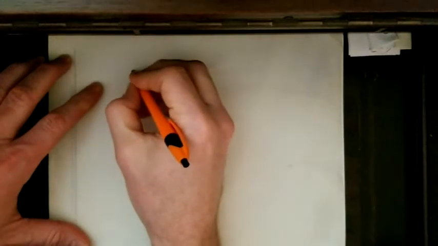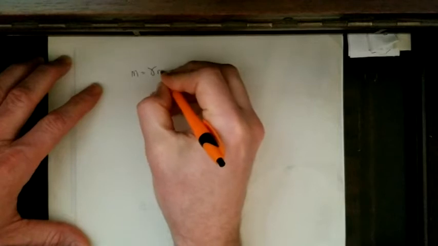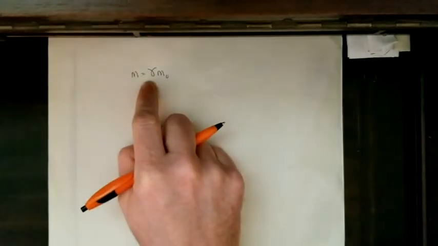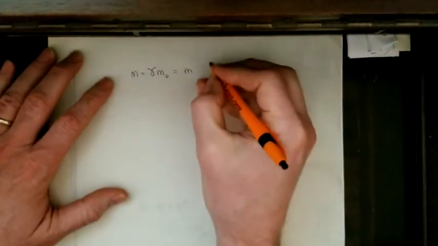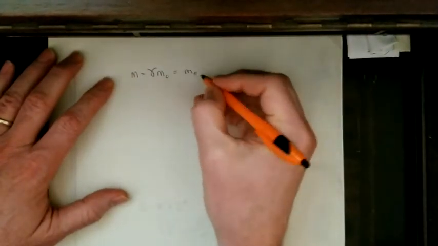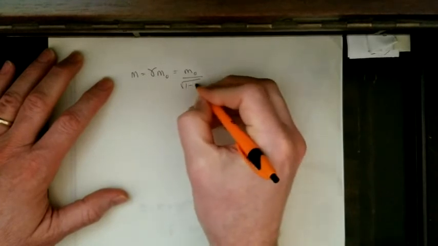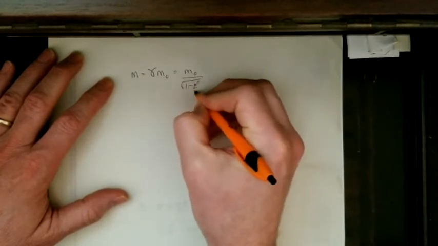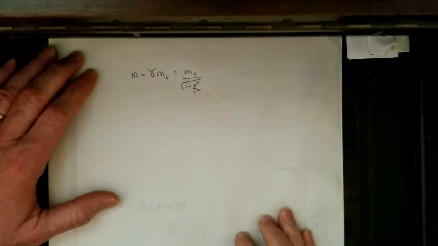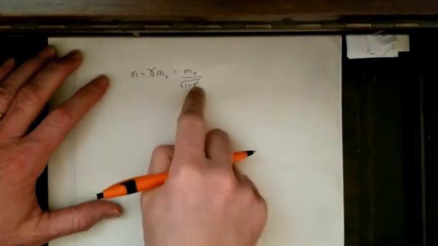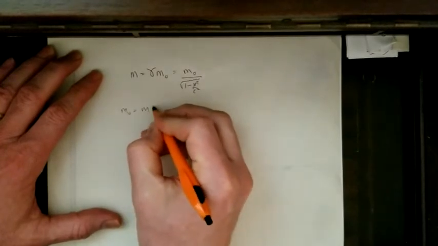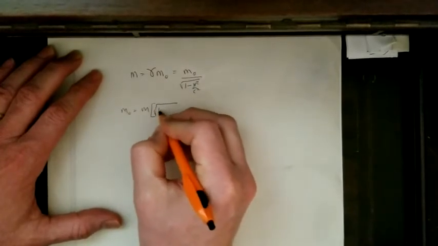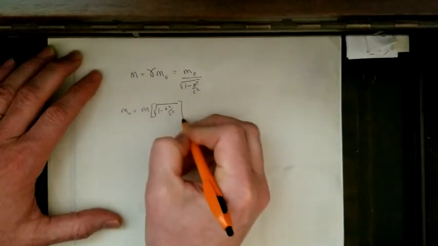In a previous video, we came up with the fact that the mass of an object is equal to gamma, the Lorentz transformation factor, times the rest mass. So that's equal to m = m sub naught over the square root of 1 minus v squared over c squared. And therefore, if I multiply both sides by that denominator, I have m sub naught is equal to m times the square root of 1 minus v squared over c squared.